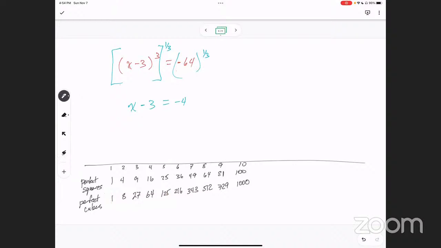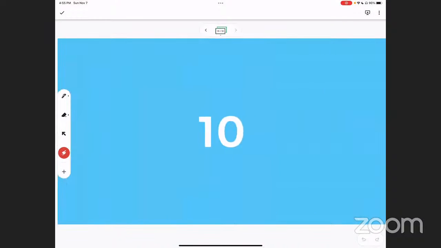Now what can I do to solve this? You can add 3 to both sides. What do I get? x equals negative 1. And then check it to make sure. Plug in negative 1: negative 1 minus 3 is negative 4, and negative 4 cubed is negative 64. Got it.